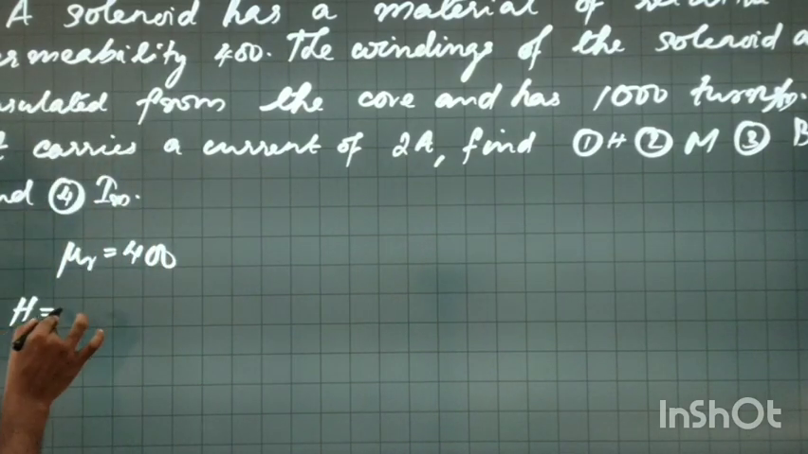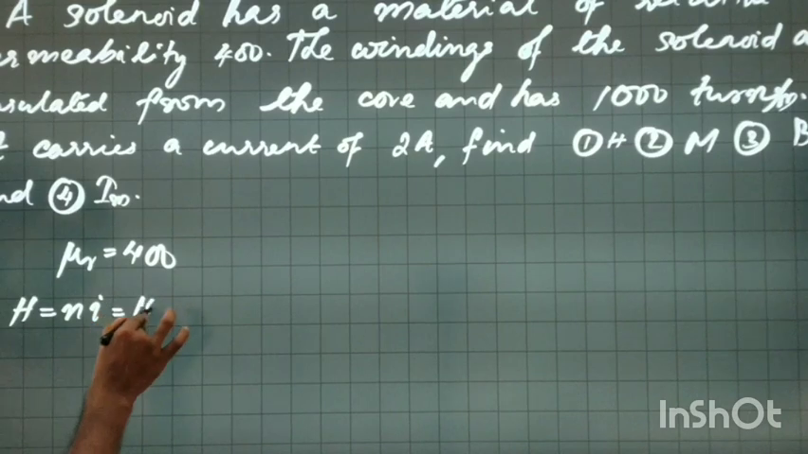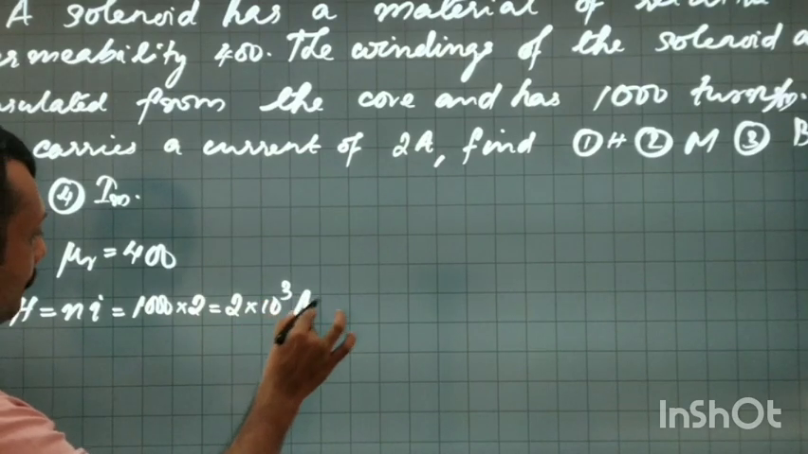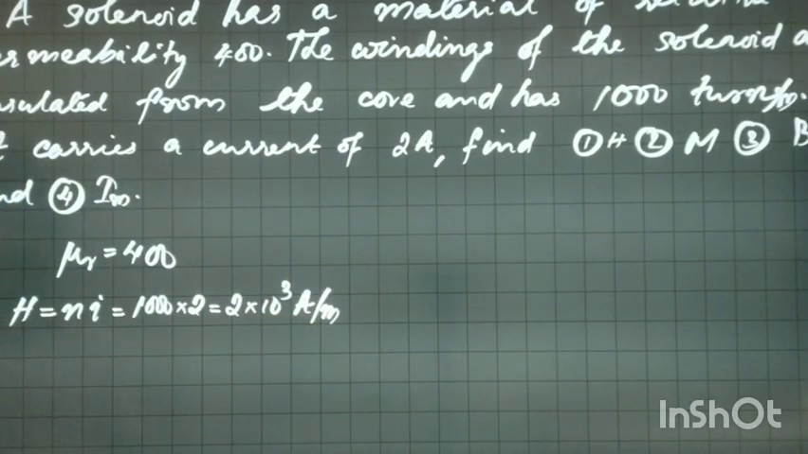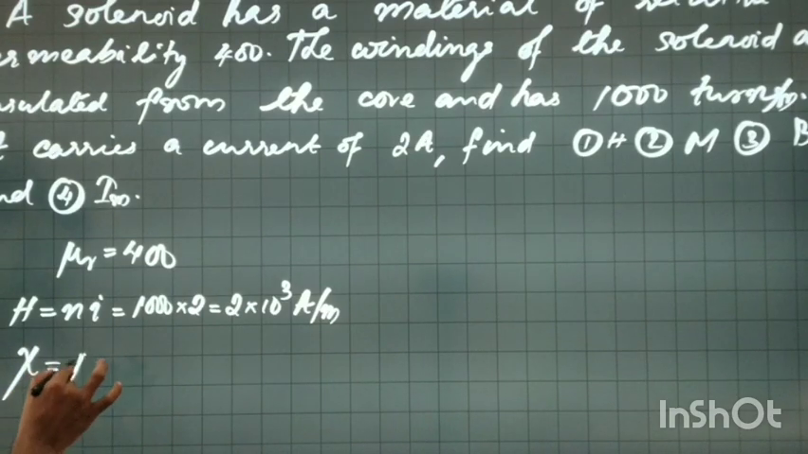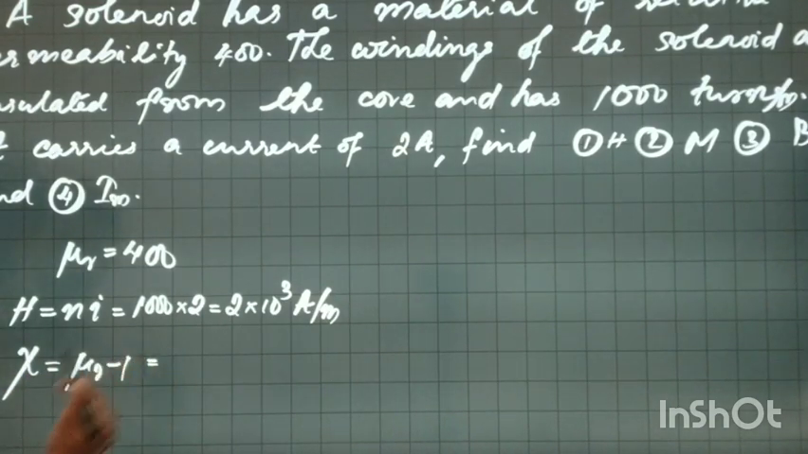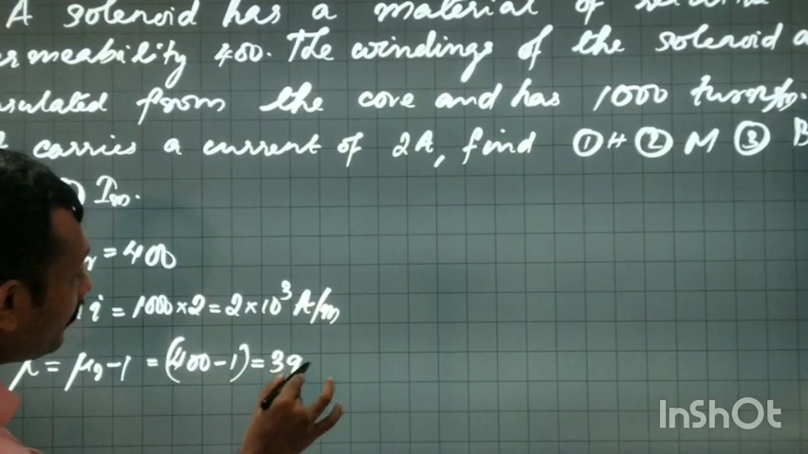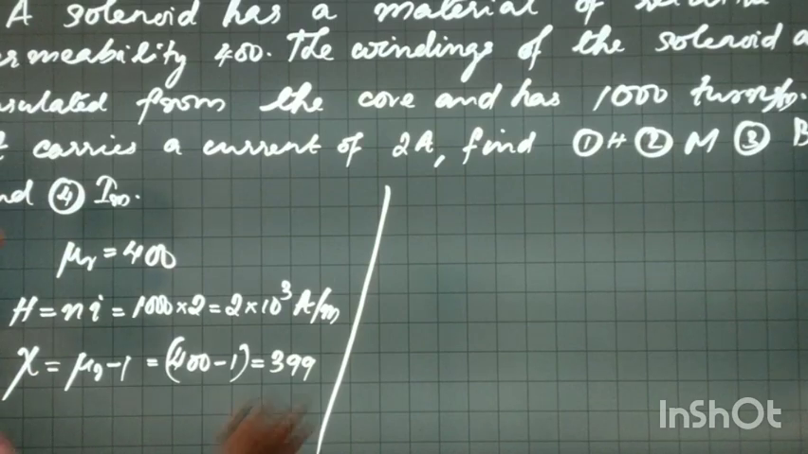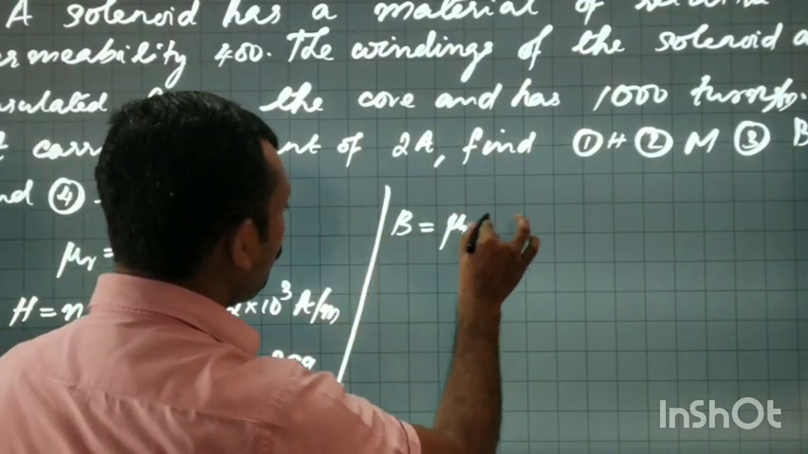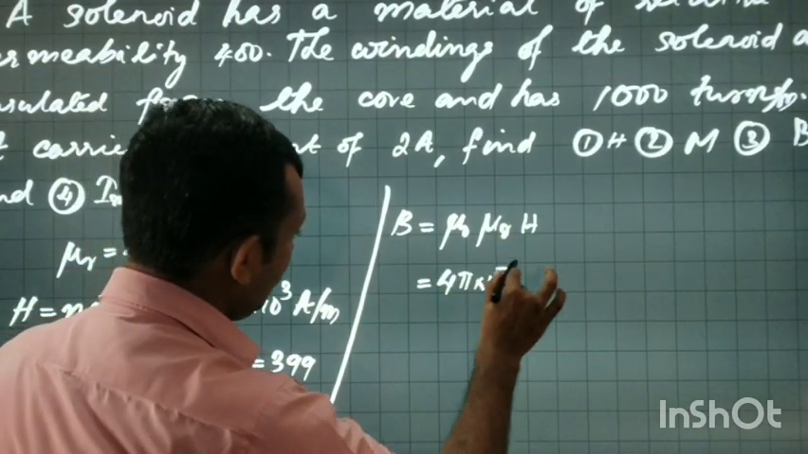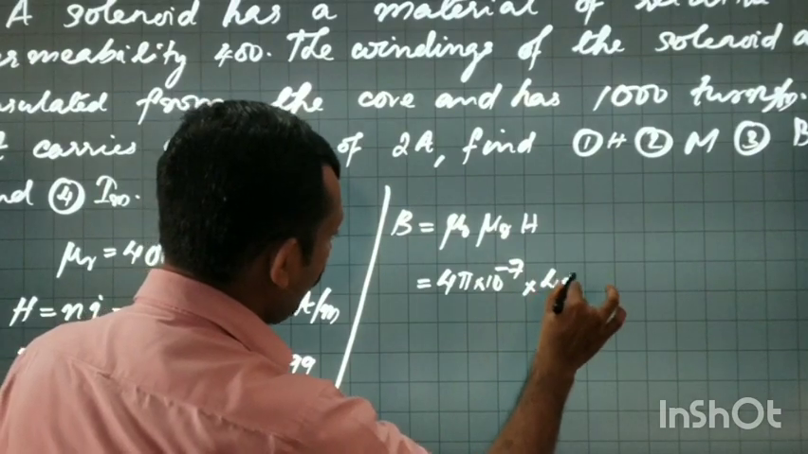We have the formula H is equal to nI. That is 1000 into 2, which is equal to 2 into 10 raised to 3 ampere per meter. Now the second thing we need to find out is susceptibility chi. We have the formula, it is mu r minus 1, which is 400 minus 1, that's equal to 399. Now what is the next thing? The magnetic field B is equal to mu0 mu r into H, that is 4 pi into 10 to the power minus 7, mu r is 400.